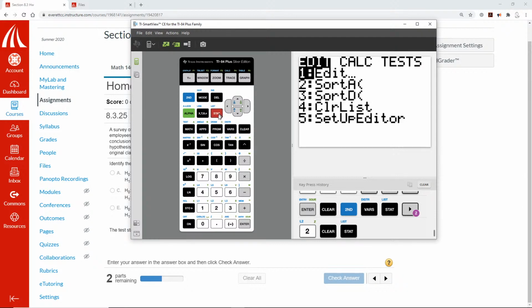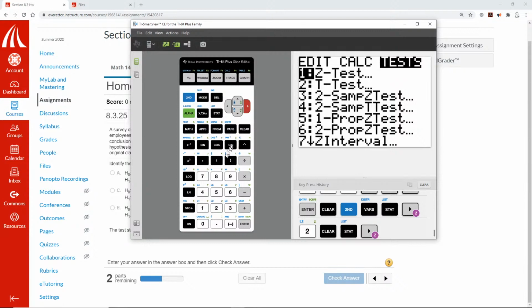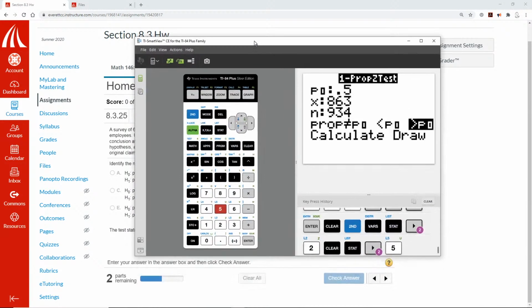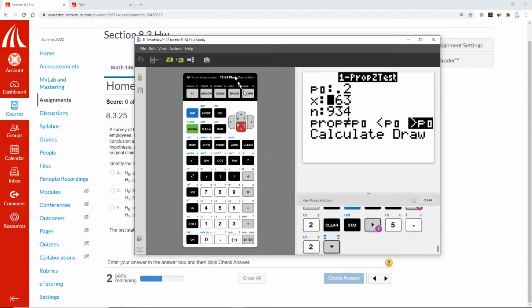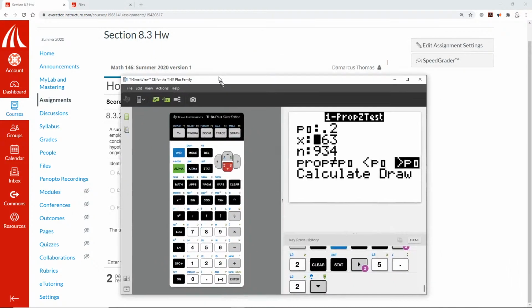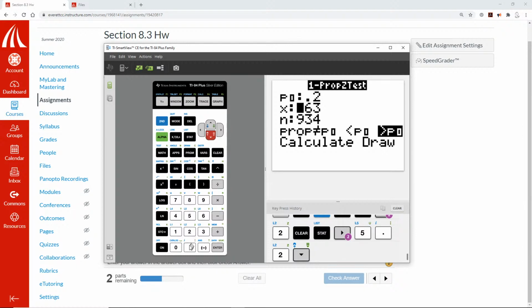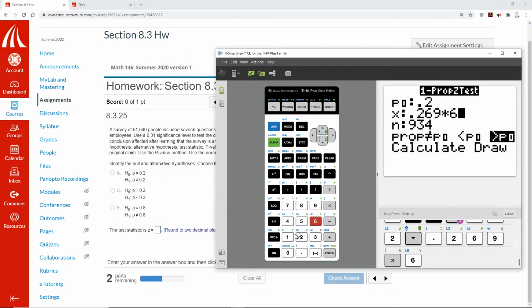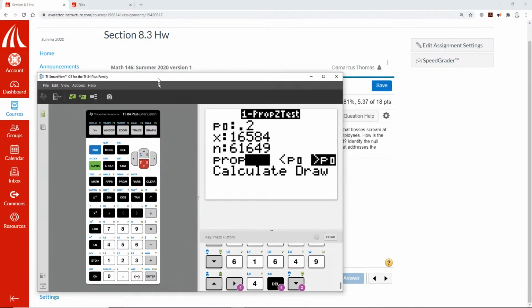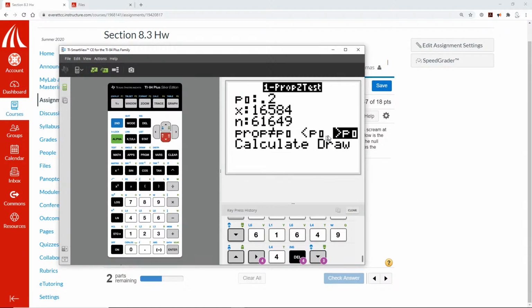Wrong. Let's try that again. Stat, test, number 5. And we're using 0.2 as our null. Our X, we don't know quite yet, but X has to be a whole number. What we'll do is say, hey, 0.269 times 61,649. And then 61,649 for our N. Now I need to round this off. I'm going to round it off to 84. And my alternative is greater, so that the sample proportion is greater than P null.